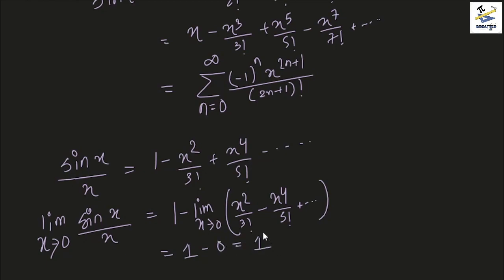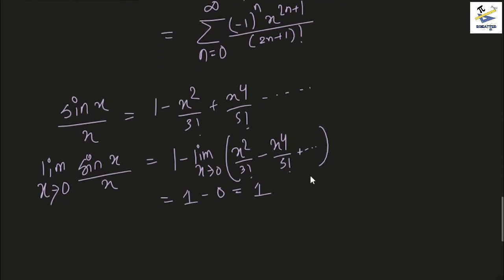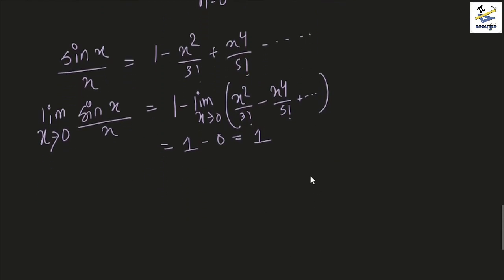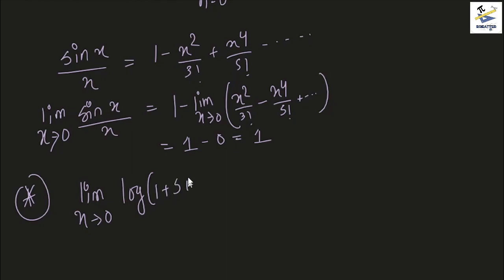Okay. So this gives me the result that I wanted to prove, that the limit as x tends to 0 of sin x by x is 1, and we have seen a few results where we can use it as well. Now let's do a problem. What if we had the limit as x tends to 0 of log of 1 plus sin x, by 2x? What would this limit be equal to?